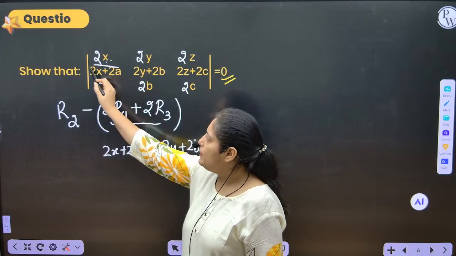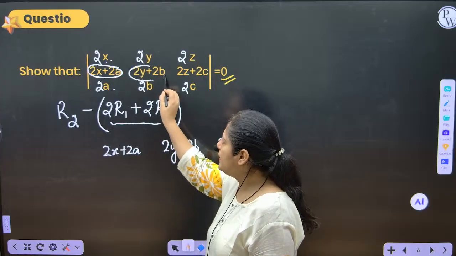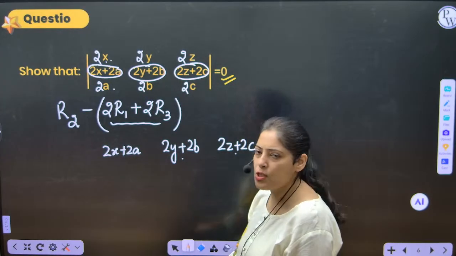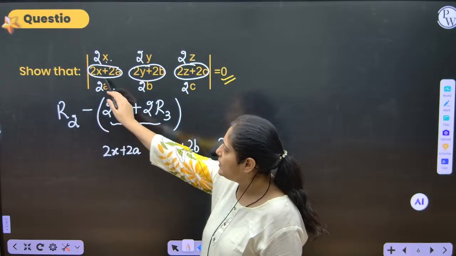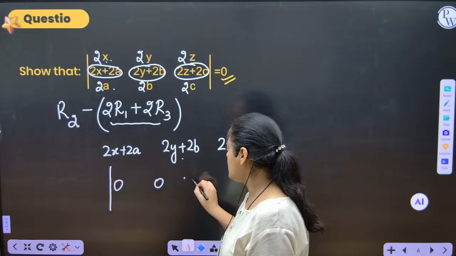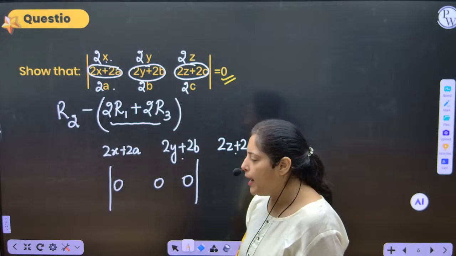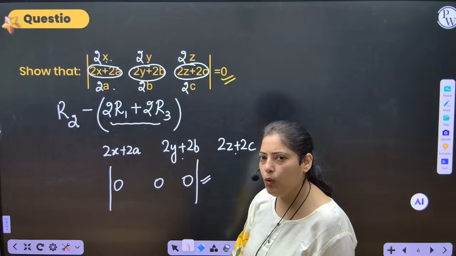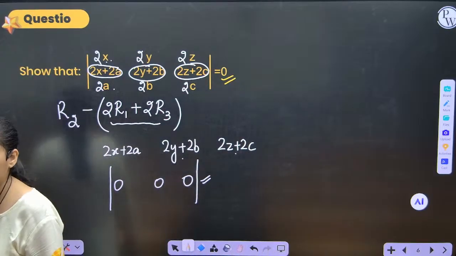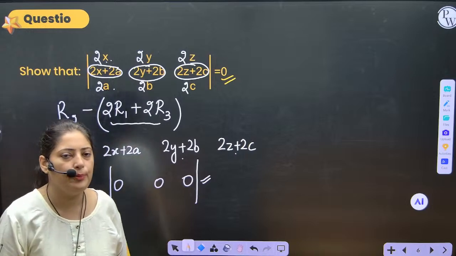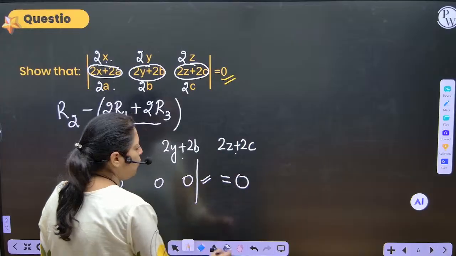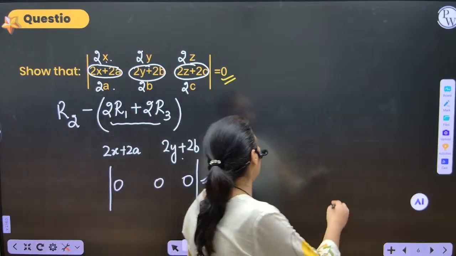Now this element is also the same. This element is also the same with 2y plus 2b. This element is 2z plus 2c. So what I am doing here is subtracting. So this row will become 0, 0, 0. And whenever any particular row or any particular column is 0, the value of the determinant will definitely come out to be 0. So the answer is 0. This is one way. So I am writing it now.